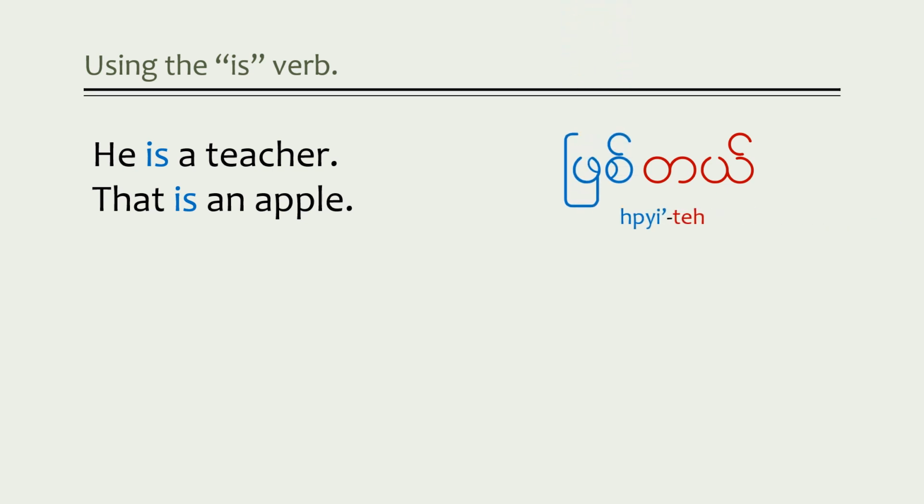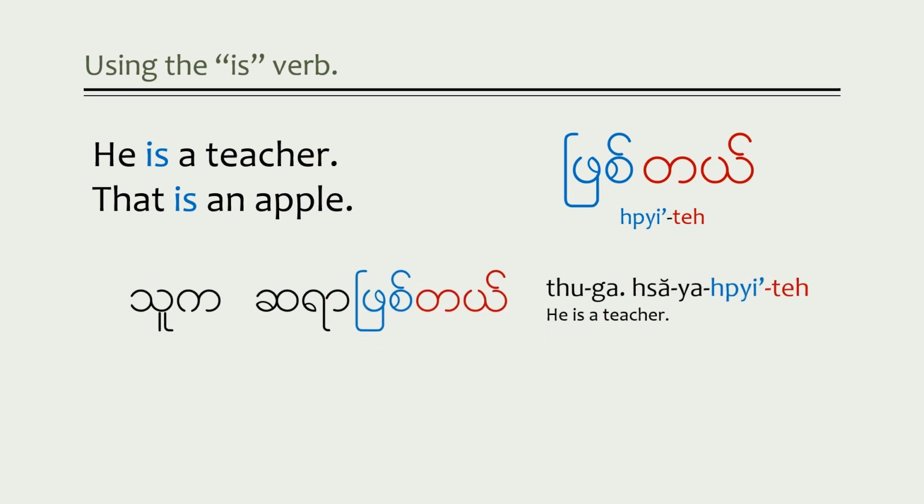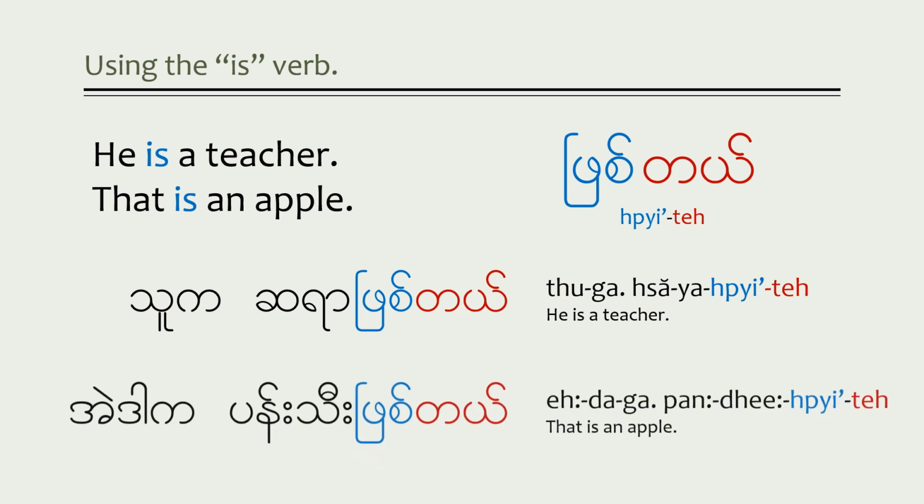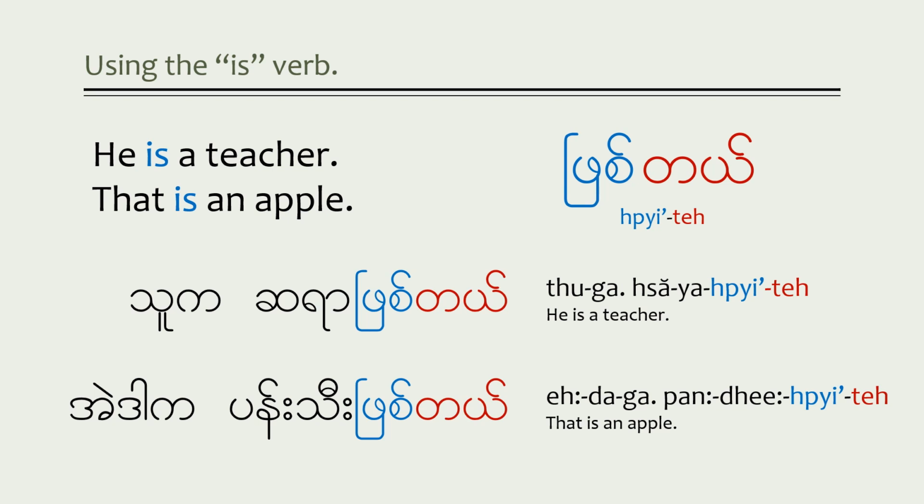It's pronounced pit. So when you combine it with the affirmative verb particle, it would be pitte. It uses the TEH pronunciation because the verb for to be ends with that abrupt stop tone. Pitte. So here are two examples then. He is a teacher. Tuga sea pitte. That is an apple. Edaga pandi pitte.